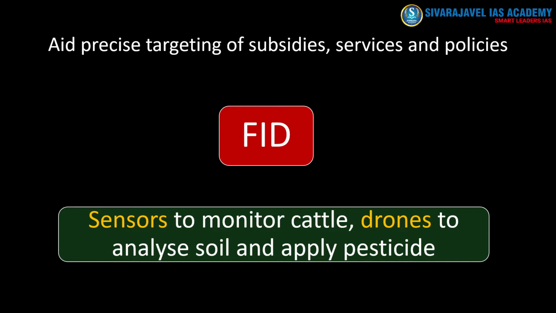Now, the digital repository will aid in precise targeting of subsidies, services and policies, so that who should get what subsidy, and how much a particular farmer should get, will be targeted precisely, and farmers receive exactly what they are meant to receive. Under this program, each farmer of the country will get a farmer's ID, or simply an FID, linked to land records, uniquely identifying the farmers.